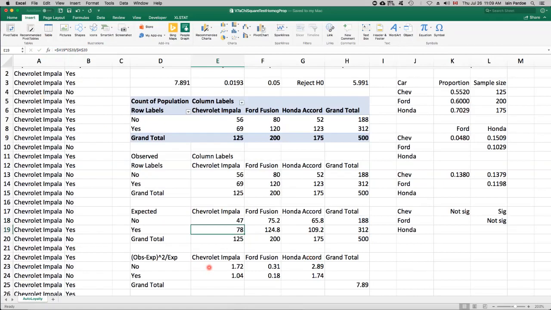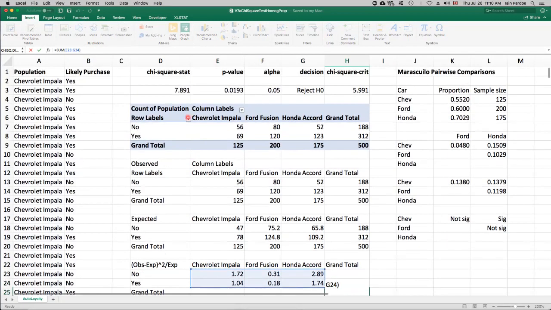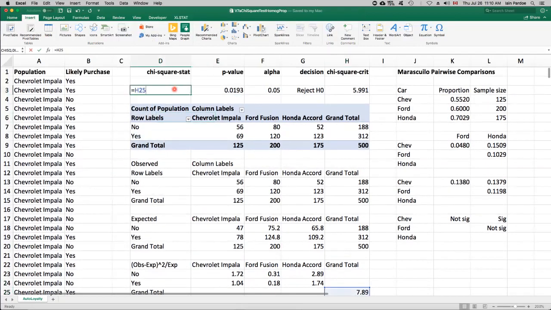Then to calculate the chi-squared statistic, we need to calculate observed minus expected, squared, divided by expected. That's what this formula does here. Do that for all 6 cells in the table and then add them up. And that gives us the chi-squared statistic. I've copied that up here so that we can then calculate the p-value for that chi-squared statistic.